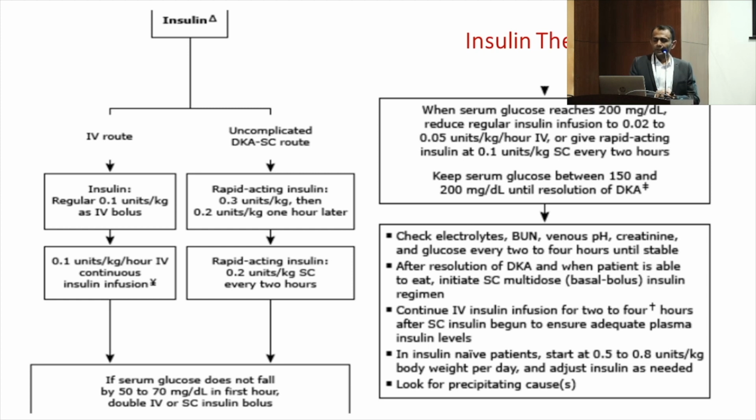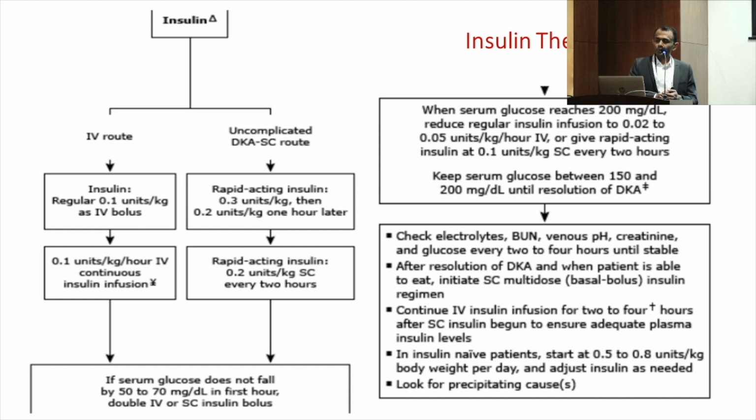Coming to insulin therapy, it is a fixed rate of intravenous insulin infusion that we always consider. I don't touch the subcutaneous route; it is for mild DKA patients. What we are interested in is only the IV route. It is regular insulin 0.1 unit per kg as IV bolus, followed by 0.1 unit per kg per hour as IV continuous infusion. And our target is a reduction in blood sugar by not more than 50 to 70 milligram per deciliter. If it is not coming down, then we can double the IV insulin infusion in the next hour.